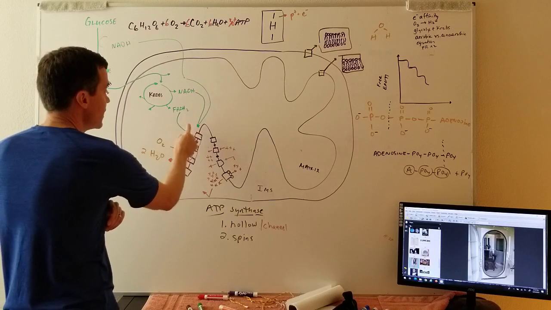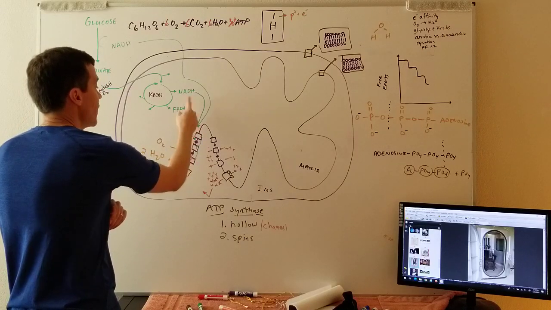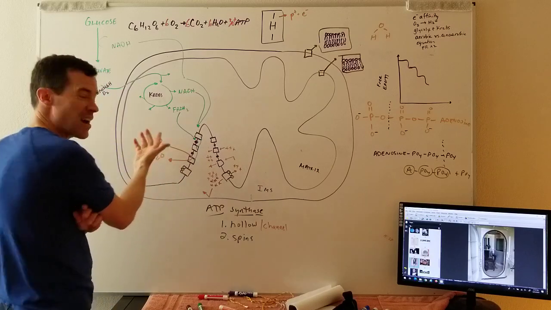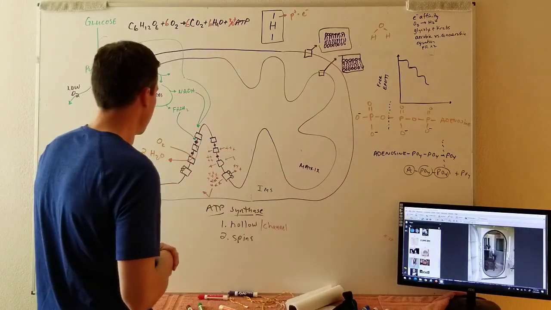So electron affinity increases as we go from NADs and FADs to the pumps, to finally oxygen has a really high electron affinity, which makes sense.